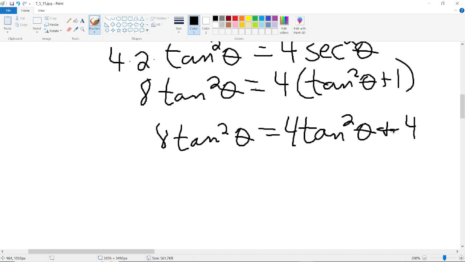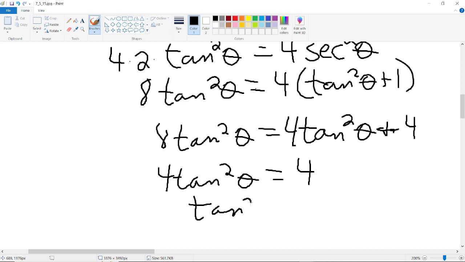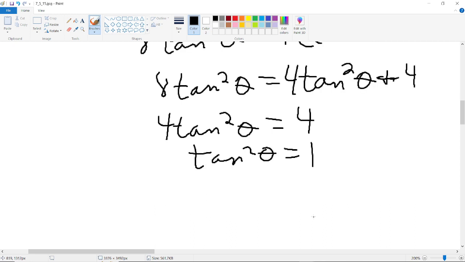Now I can subtract 4 tangent squared theta from both sides. I get 4 tan squared theta equals 4. Divide both sides by 4. Tan squared theta equals 1. Square root both sides. Tangent theta equals plus or minus 1. Where does tangent theta equal plus or minus 1? Pi over 4 if you look on the unit circle.